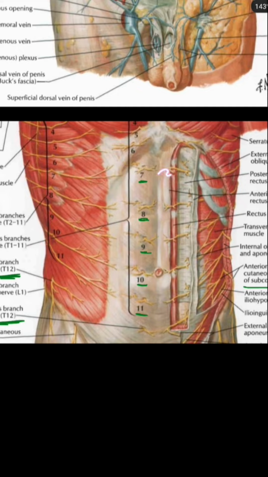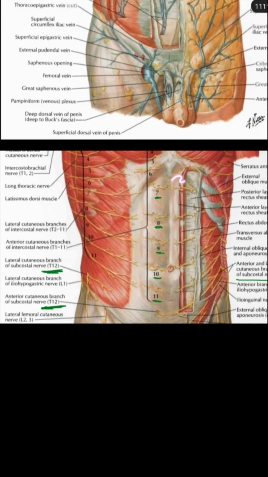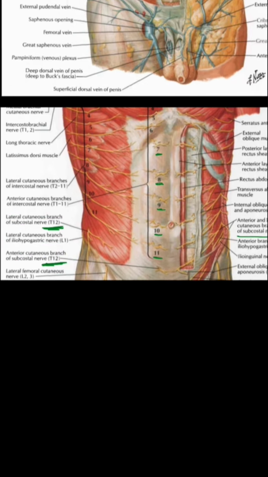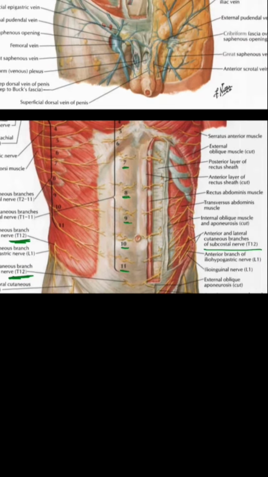Okay, this is the nerve supply. You can have a look. I told you that T7, T8, T9, T10, T11 are different nerves. This is not a single nerve. These are collectively known as the thoracoabdominal nerves. And you can see this is the T12. T12 has two branches, one is the anterior cutaneous branch and the other the lateral cutaneous branch. These innervate some part of the rectus sheath, not completely.